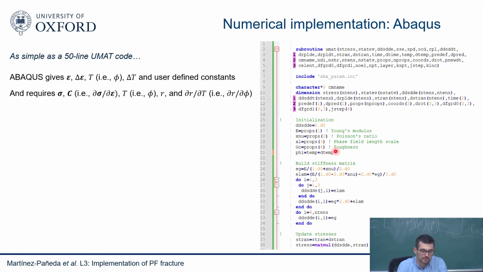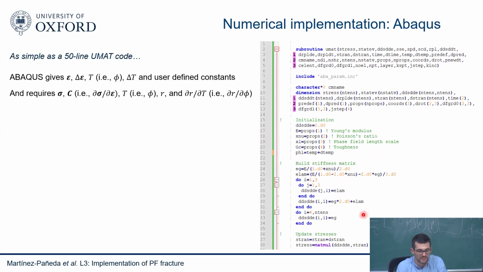So the first thing is Abaqus is giving me the temperature at the beginning of the increment and the change in temperature. So I'm going to put them all together and say, okay, this is the phi variable, the last version of the temperature. Then I'm going to build my stiffness matrix. So here I'm using the Lamé terms, so shear modulus and lambda, so mu and lambda. So these are the expressions. This is elasticity. You all know this very well.